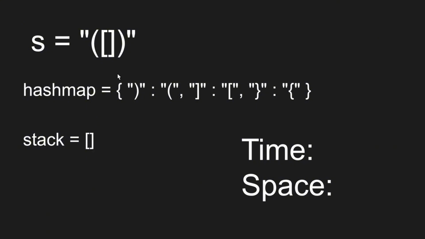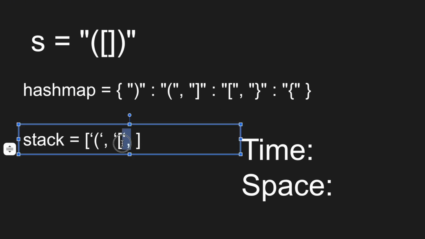So let's go over this example. So we start, this character is not in the hash map, so we add it. And then we look at the next character. This character is also not in the hash map, so we add it. Now we get to the next character. This character is in the hash map. And what is the value? It's the opening square bracket. Does it match? So it does match.